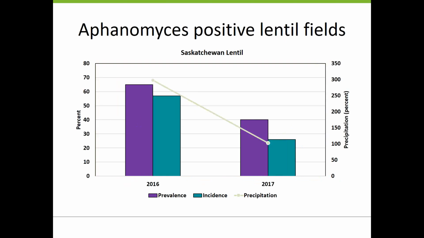So I'm going to move on to lentils, and for Saskatchewan lentils, we only surveyed in 2016 and 2017, so we don't have that full 4-year view, but I'm going to show you the results from Alberta as well because we did 1 extra year of surveying. But we can see very similar patterns. In 2016, that wet year, we saw fairly high prevalence and incidence, between 60 to 70%, and then that drops off in 2017, which was that dry year, with our max prevalence here of about 40%.